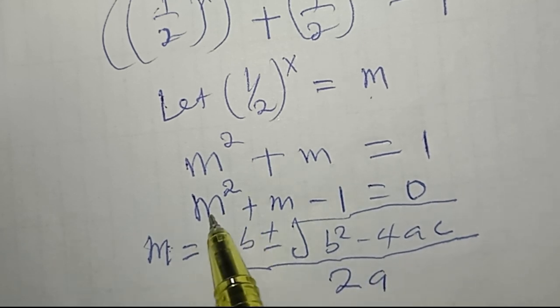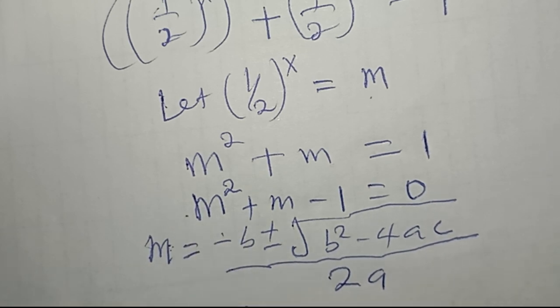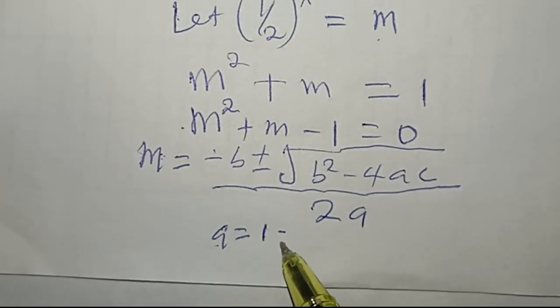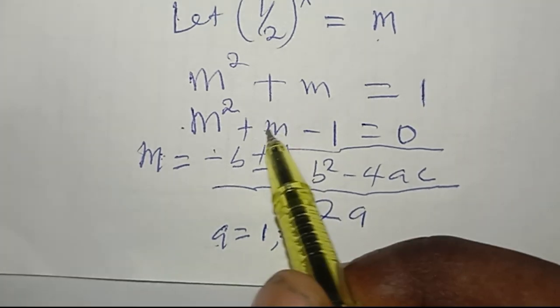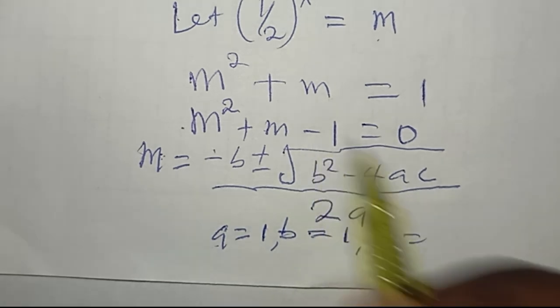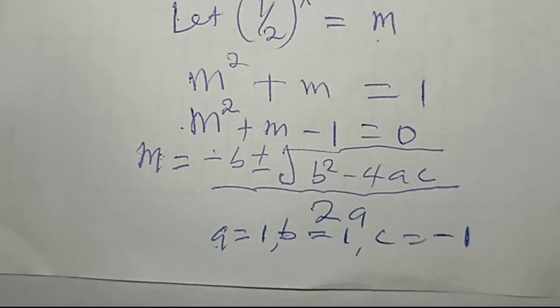And so in this case, a is actually the coefficient of m squared. So of course in this case a is equal to 1. And then of course b, which is the coefficient of m, is also equal to 1, and c, which is the constant, is equal to minus 1. So I'm going to be making the substitution right there.